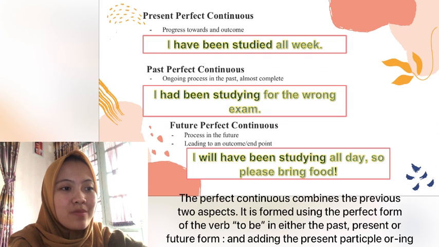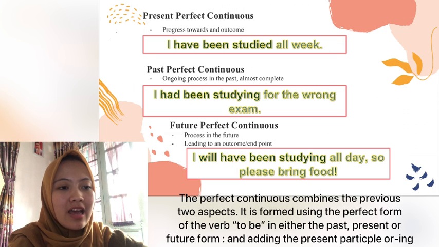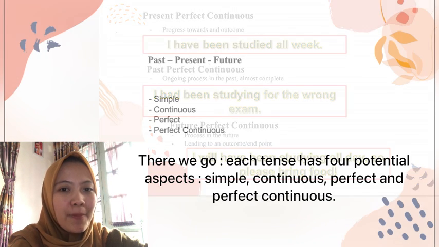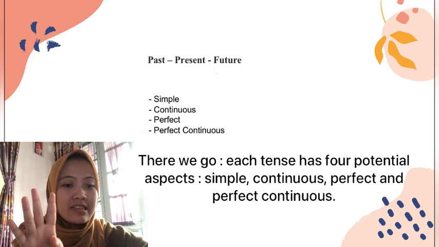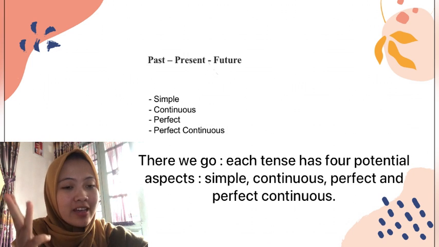The perfect continuous combines the previous two aspects. It is formed using the perfect form of the verb to be in either the past, present, or future tense, and adding the present participle or ing form of the main verb. The perfect continuous indicates an ongoing action that is almost complete or leading toward an outcome. There we go. English has four potential aspects: simple, continuous, perfect, and perfect continuous.